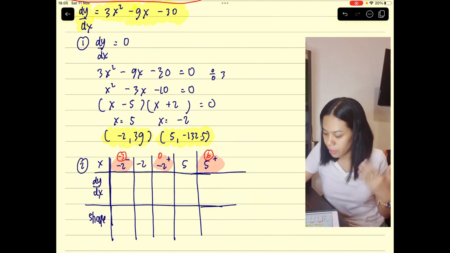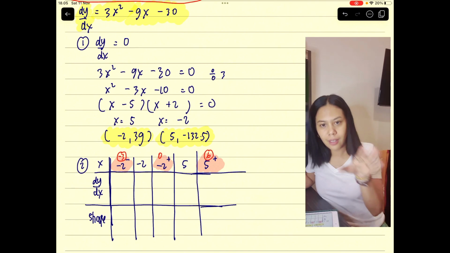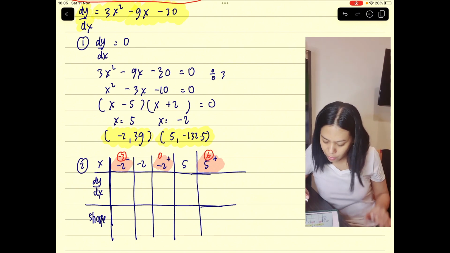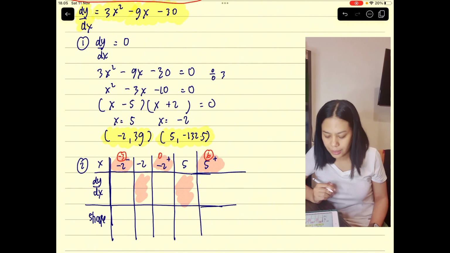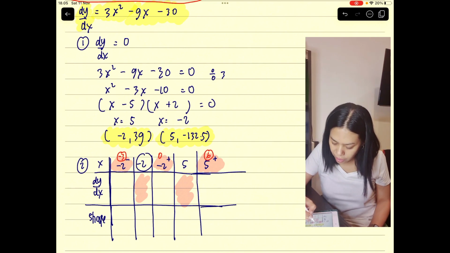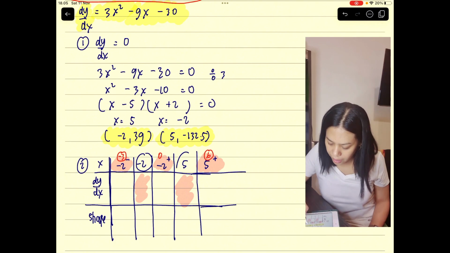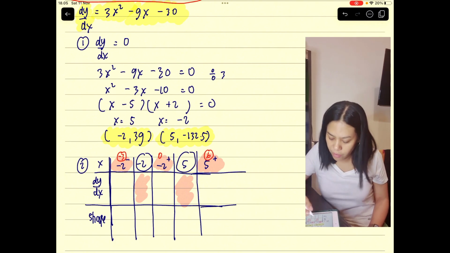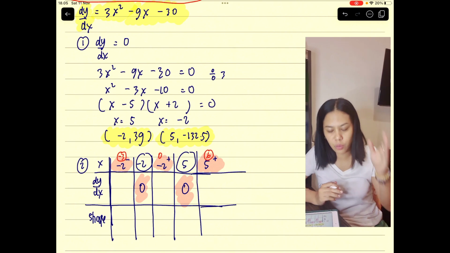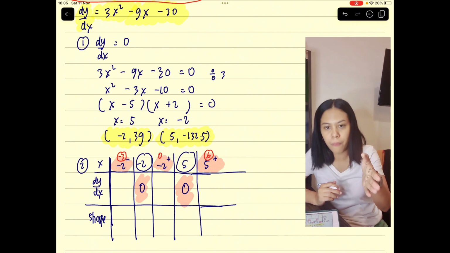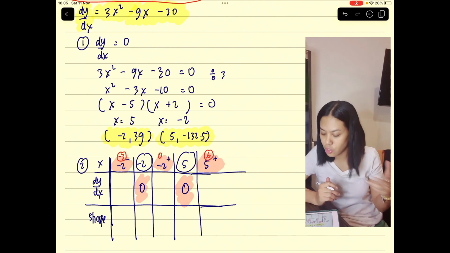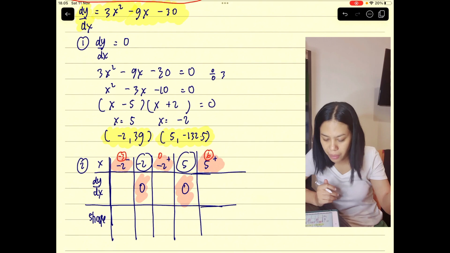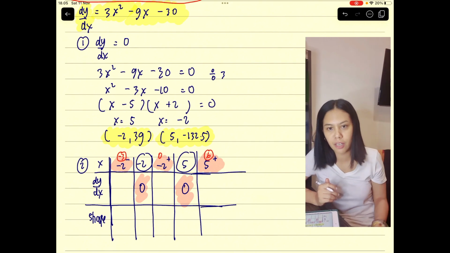Now I'm going to fill in this bit here. What is the dy over dx at x equals -2, and what is the dy over dx at x equals 5? The dy over dx is 0 and 0. The dy over dx of -2 is 0, and the dy over dx of 5 is 0. Why? Because they're the stationary points. That's how we got them in the first place. We did dy over dx equals 0 to get -2 and 5.